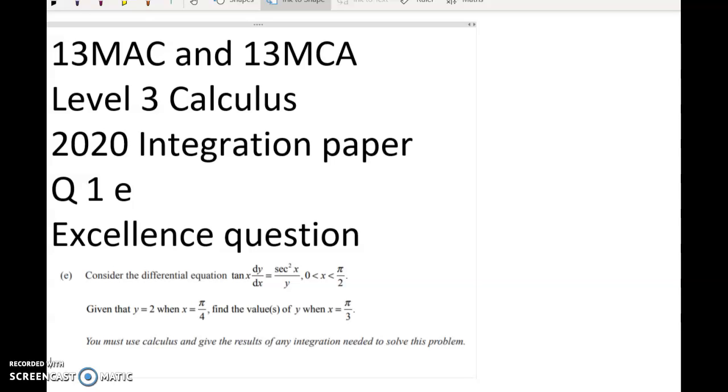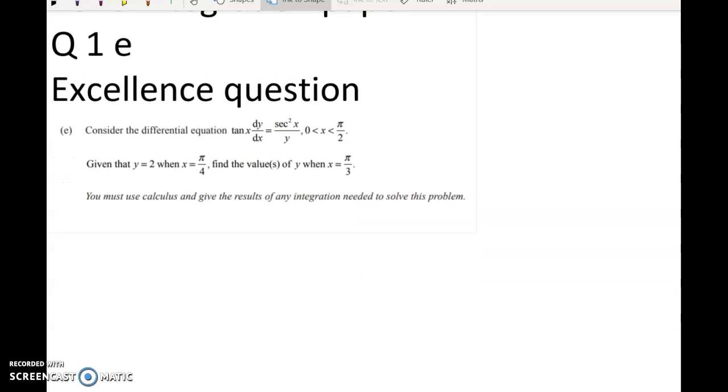I'm going to start with this excellence question from the integration paper. It's a differential equation problem. And the thing I'd say at the start is if you've done lots of practice at trig derivatives, this question is really straightforward. But if you don't spot a pattern in here, there's a bit of a wild goose chase that I think some students probably went down.